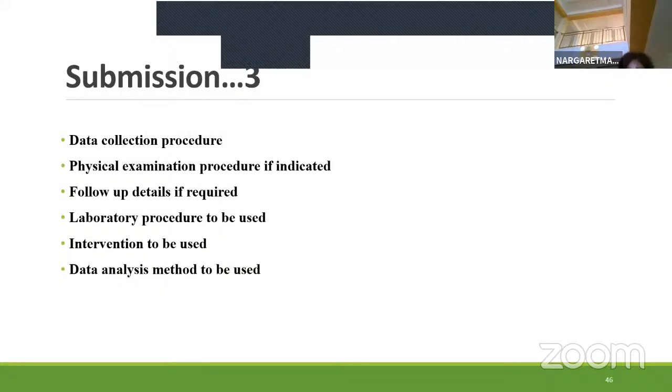So these are all the processes. It must contain a background, rationale, objectives, and so on. Data collection procedure, etc., etc.